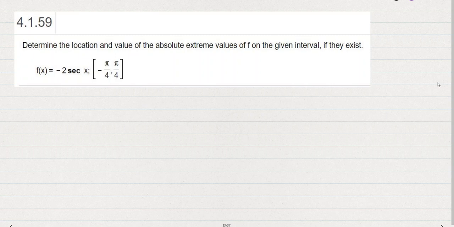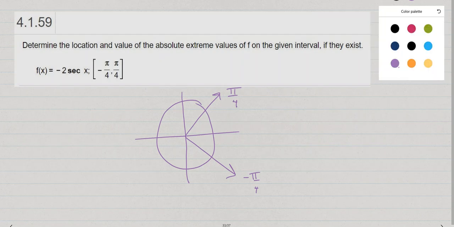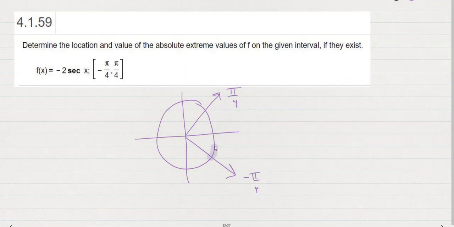This example asks us to use the closed interval method to find the absolute extremes on this closed interval from x equals the opposite of pi over 4 up to x equals pi over 4. To understand this problem, let's make sure we understand what our interval is. We're going from negative pi over 4 on a unit circle up to pi over 4. So the interval we're concerned with is from negative pi over 4 up to pi over 4. It looks like this on the unit circle.